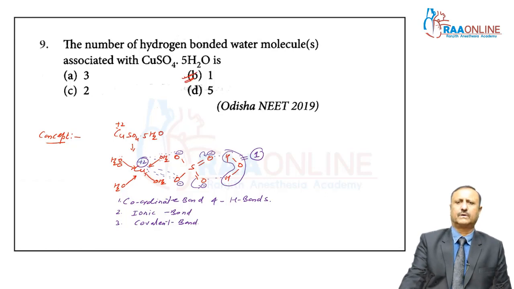Hydrogen bonded water molecules: 1. The other water molecules are present by the coordinate bond. So by this structure, my dear students, you can verify this, and this is the structure. And how many bonds are present? Coordinate bond, ionic bond, covalent bond and hydrogen bonds are present.